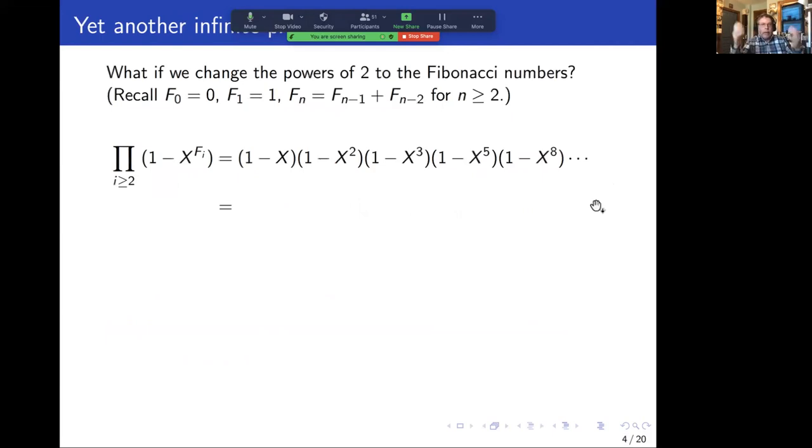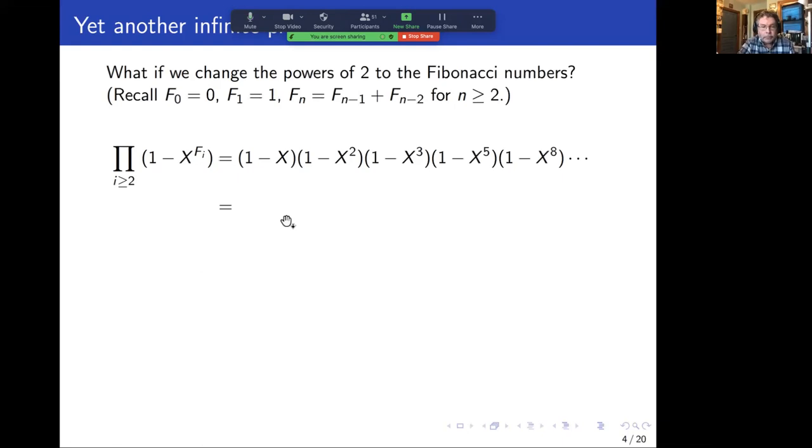We might say, okay, let's change the powers of 2 to Fibonacci numbers. Why not? The numeration that I'm going to pick for Fibonacci numbers is f_0 is 0, f_1 is 1, and f_n is the sum of the 2 preceding. I think that's the standard way to represent them. So let's multiply out this infinite product. And what does it look like?